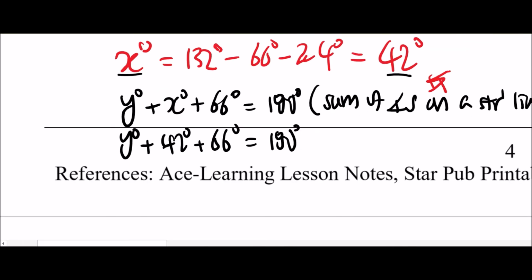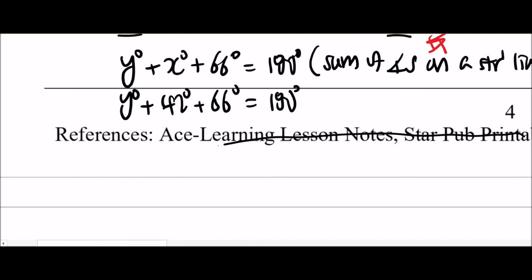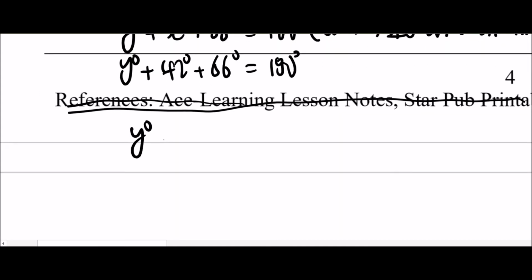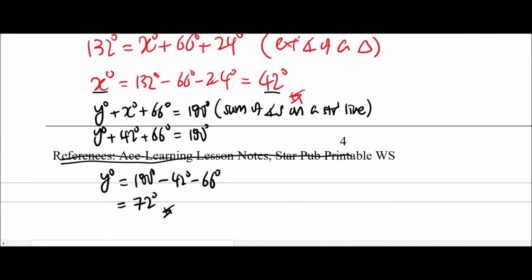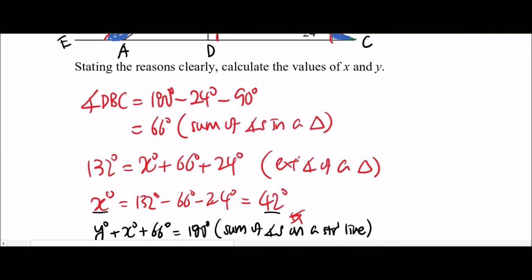I'm running out of space, pardon me. Ignore this, can write below. So immediately we can find Y is 180 minus 42 minus 66. And can you help me with the calculation here? 180 minus 108, that is 72 degrees. Alright, so that's it. Very simply, we have already found our X and Y.